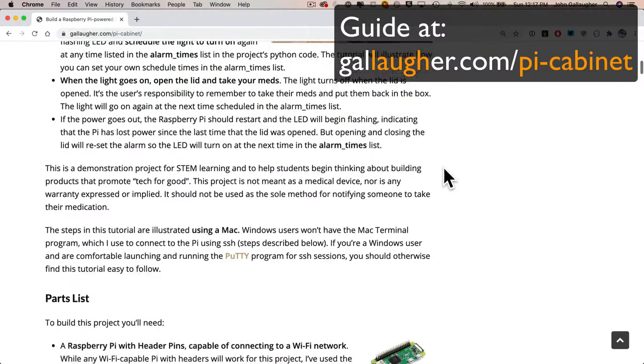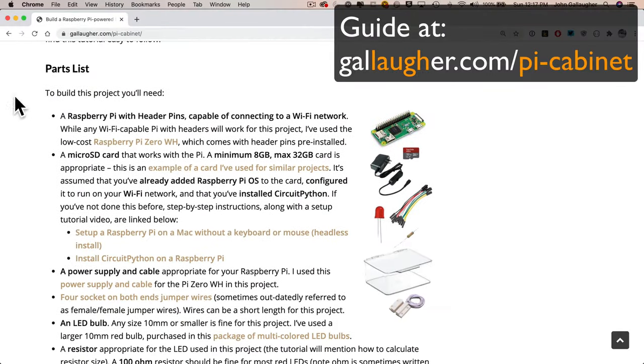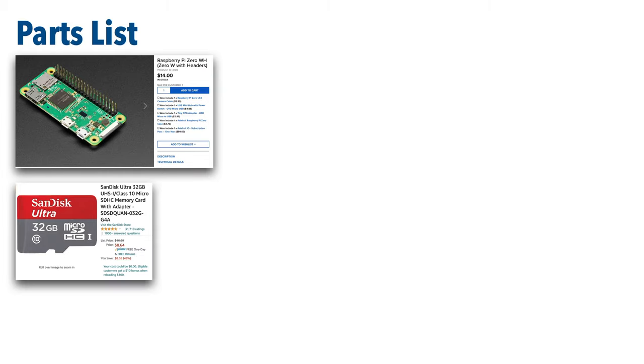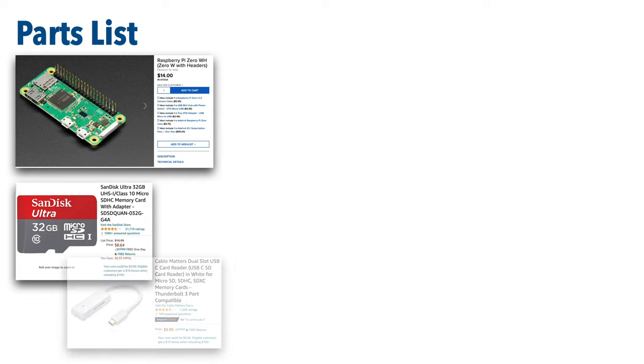Now there's a parts list with links to suggested parts in the accompanying step-by-step guide. To build this product, you'll need a Wi-Fi capable Raspberry Pi like this low-cost Pi 0WH. Be sure you've got a Pi with header pins. You'll need a microSD card sized between 8 and 32 gigabytes. And if your computer doesn't have an SD card slot, and modern Mac computers don't, then you'll also need a microSD card reader that plugs into the USB ports on your computer.